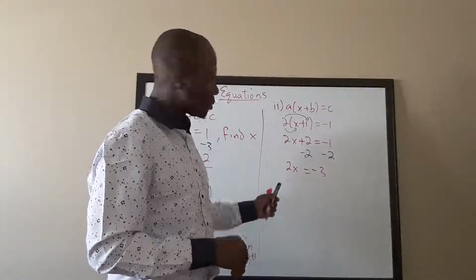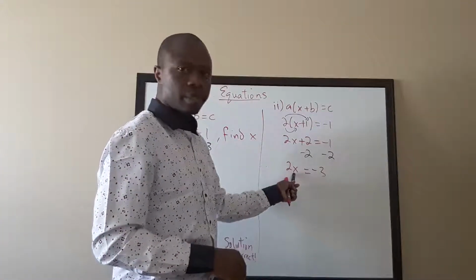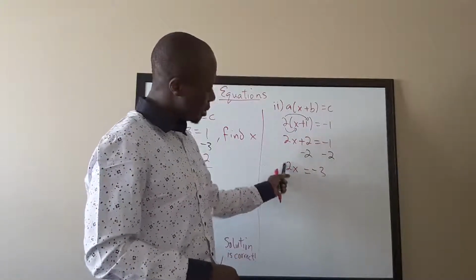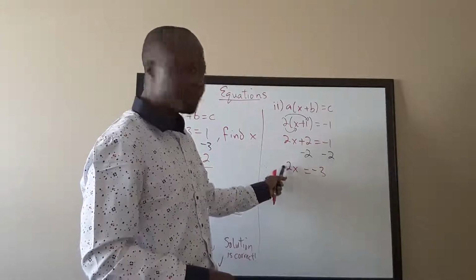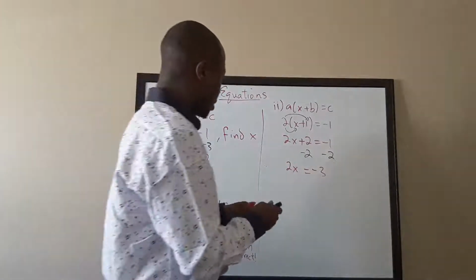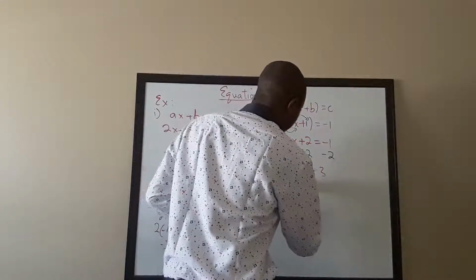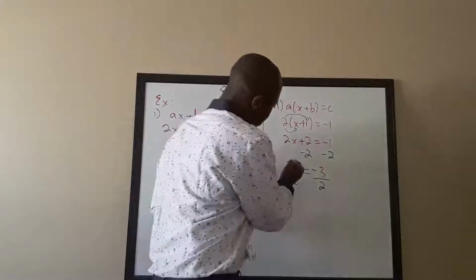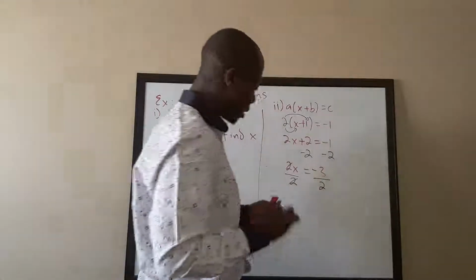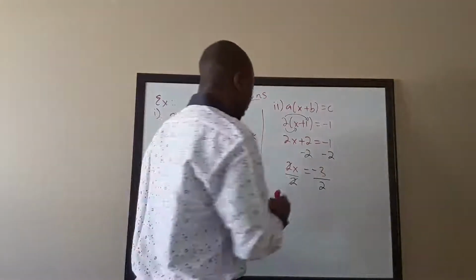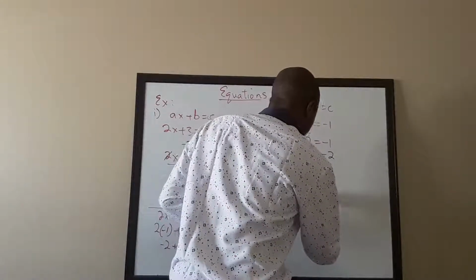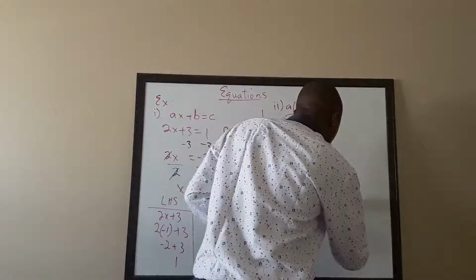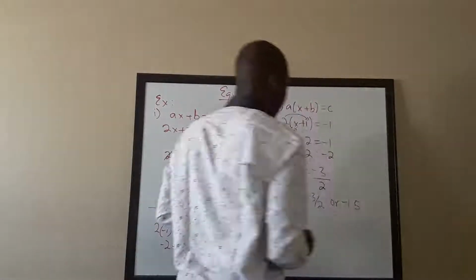So now, 2x, what can I do to get rid of this 2? Well, I can divide by the same 2. Then it will get rid of the 2. So, divide by 2. I must do the same thing on the right side. The 2's are cancelled out. And x is negative 3 over 2. Or if you like, in decimal, negative 1.5.